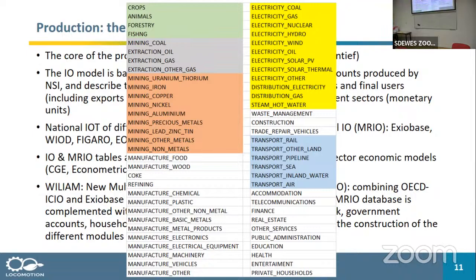A tiny comment on that. Have you tried other base years? Because 2015 was a record low of prices for all of the resources and fossil fuels. So maybe 2012 and 2014 would have given you different coefficients.